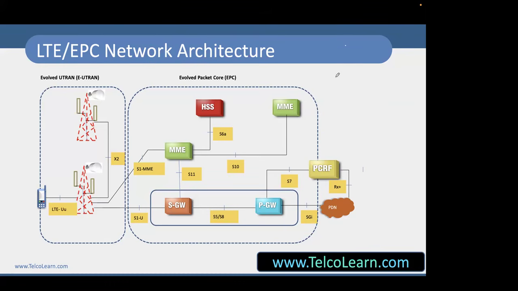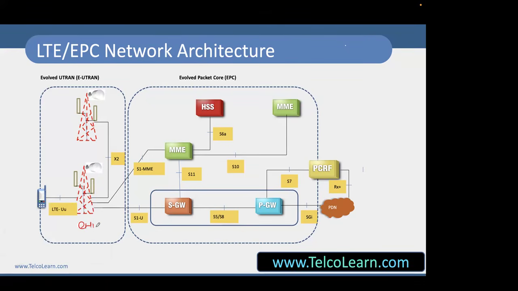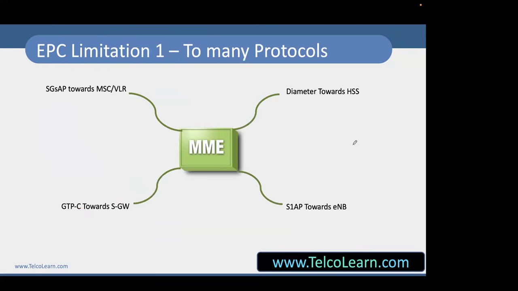Now, if you look at this architecture, we have the eNodeB, evolved NodeB, connecting towards the MME for the control plane, and connecting towards the SGW for the user plane. The HSS takes care of the data. PGW is more of a PDN gateway, and the PCRF typically takes care of the policy and charging rule function. Now, what are the different limitations it has?